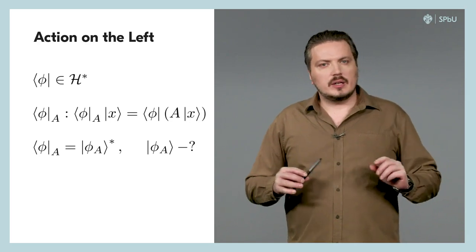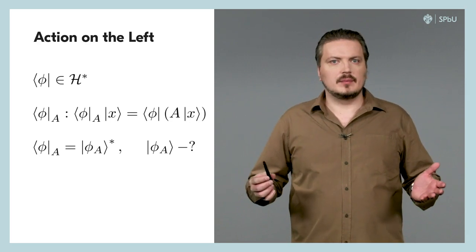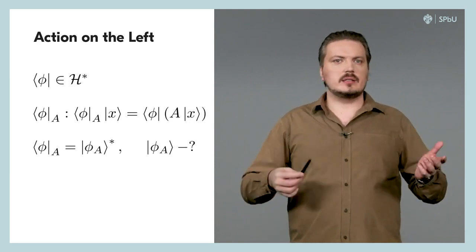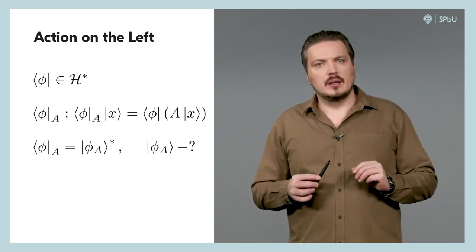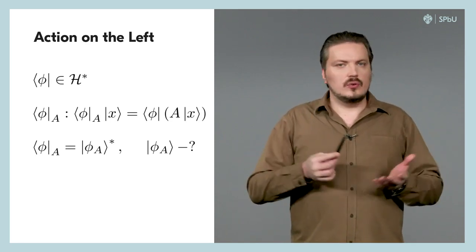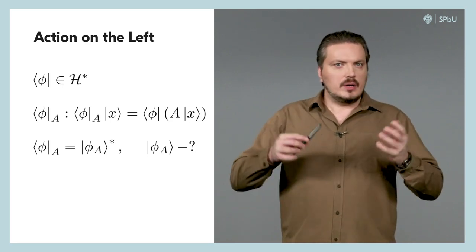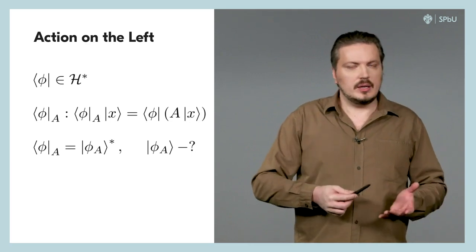Now imagine that we have a functional defined by some vector phi. I'm now going to define another functional based on this bra phi and some linear operator A. My new functional, which I'm going to denote as phi A, will act like this. For any vector psi, we first apply operator A to it, and then bra phi.